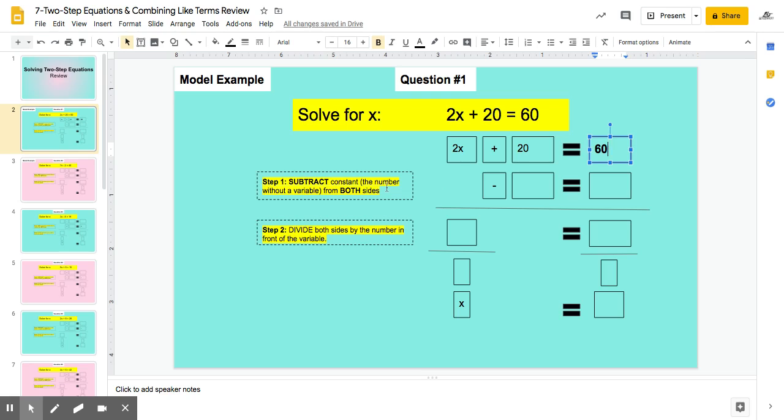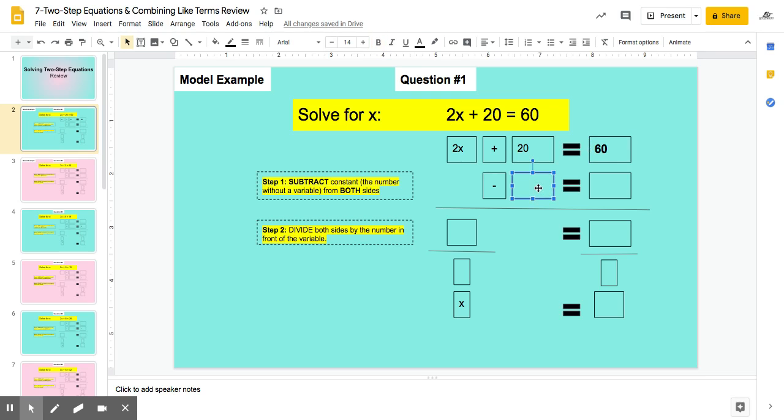Our first step is going to be to subtract the constant, which is the number without the variable. So in this case, the constant is 20. We are subtracting the constant from both sides of the equation. Remember, boys and girls, what you do to one side of the equation, you must do to the other because it's an equal sign. So those two sides always have to stay balanced. So if I subtract 20 on one side, I must also subtract 20 on another side.